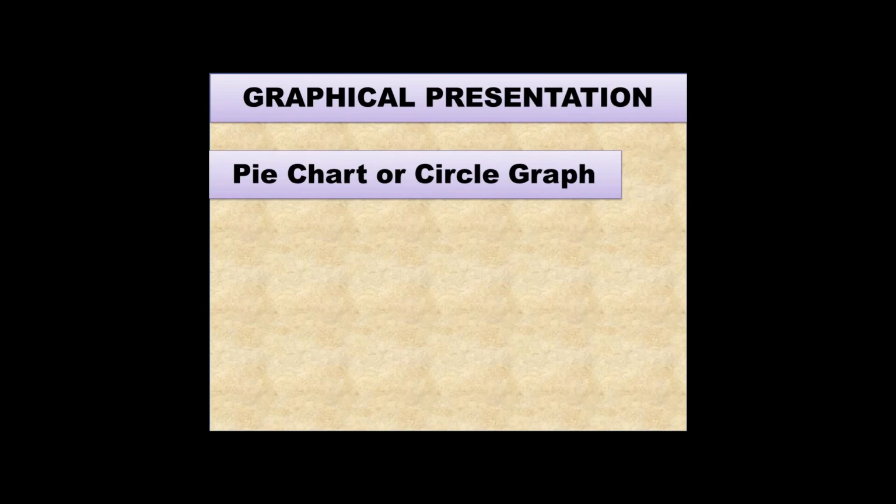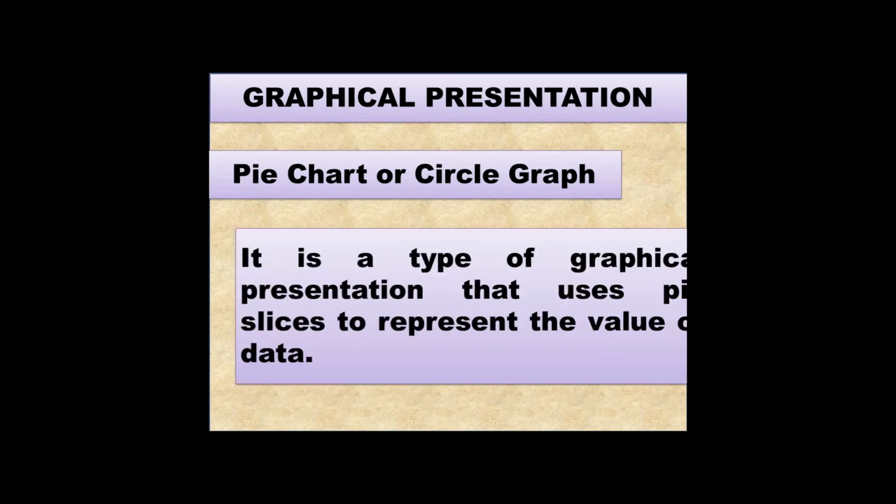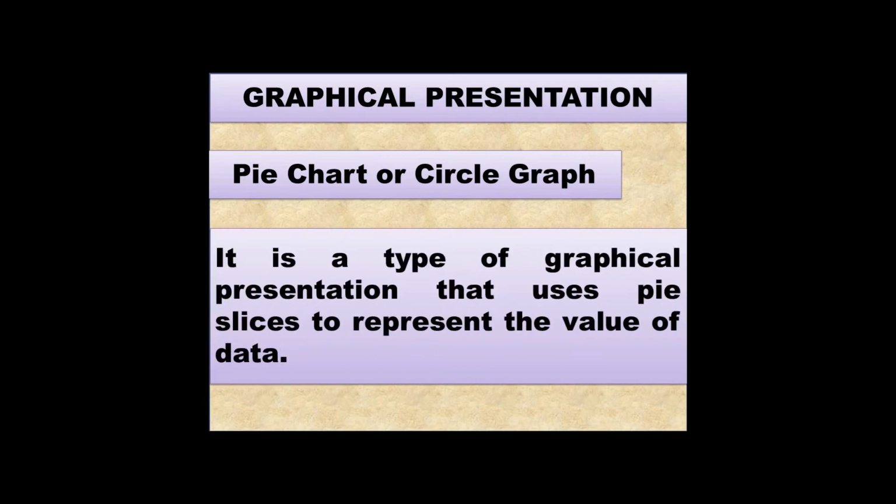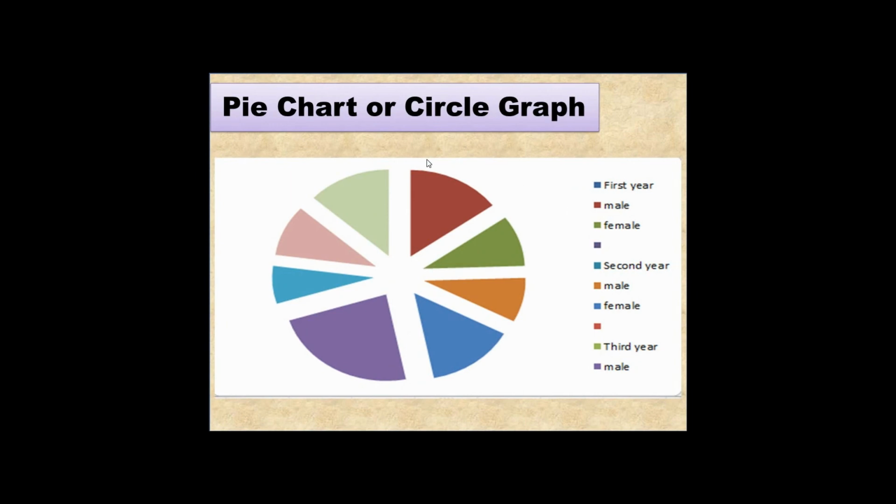Graphical presentation: pie chart or circle graph. It is a type of graphical presentation that uses pie slices to represent the values of the data. It is called a pie because it is literally like a slice of pie. On this presentation, it is color-coded. We have a legend here: male in this color, female in this color. So this pie chart represents the values of the factors. This is best used when presenting budget allocation, especially where the budget will be allocated. So this is very useful.